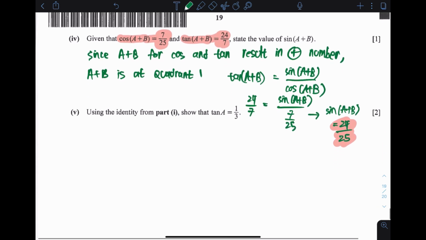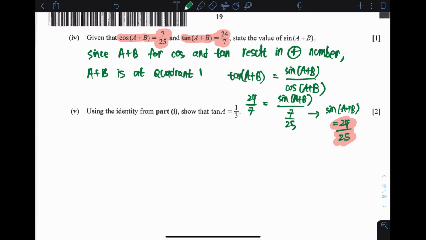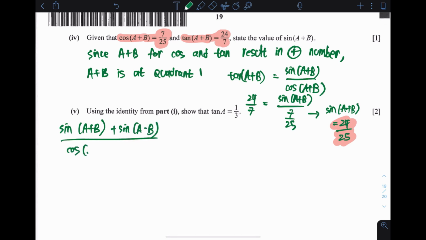Next, using the identity from part 1, show that the value of tangent A is actually 1/3. From part 1, if we go back and copy the answer, we have sine of A plus B plus sine of A minus B, divided by this, equals tangent A. I just copied the question, but instead of alpha and beta, I use A and B.